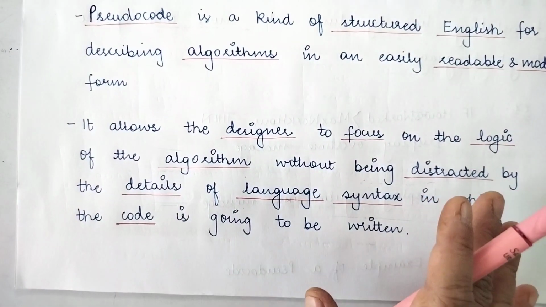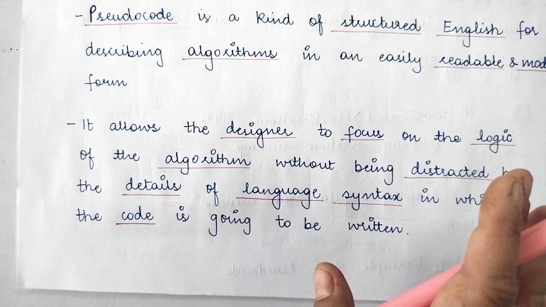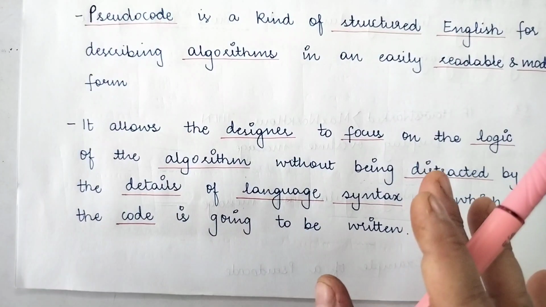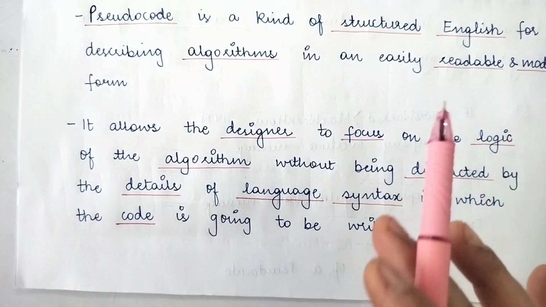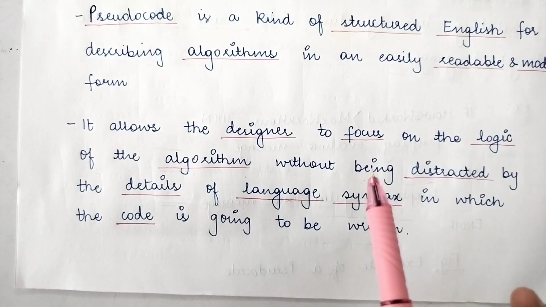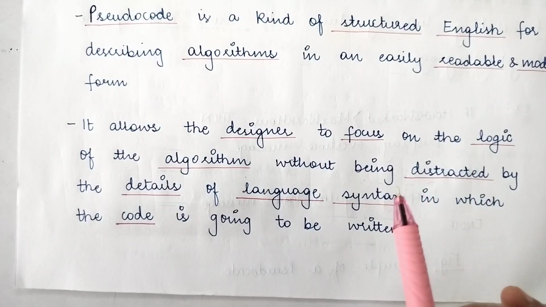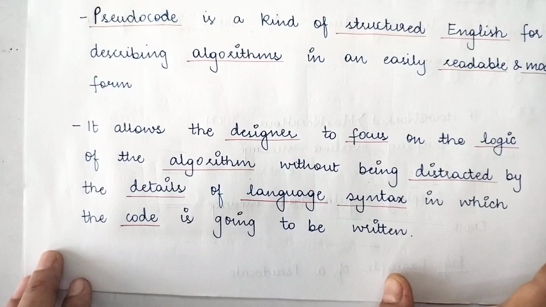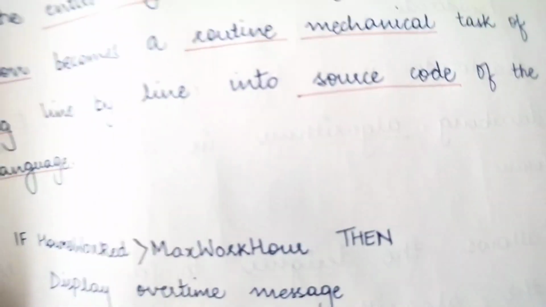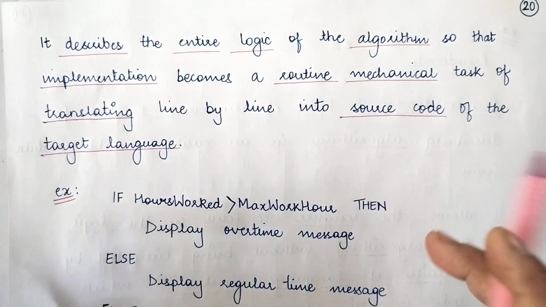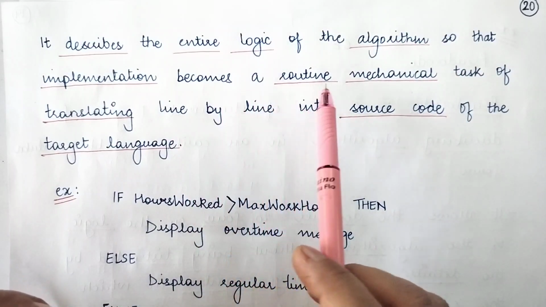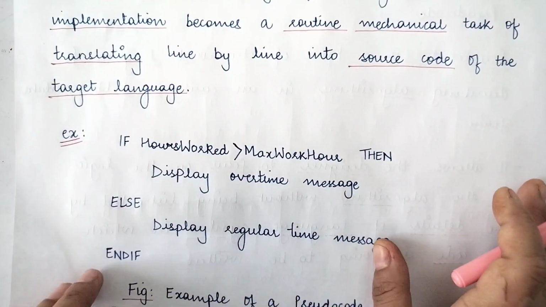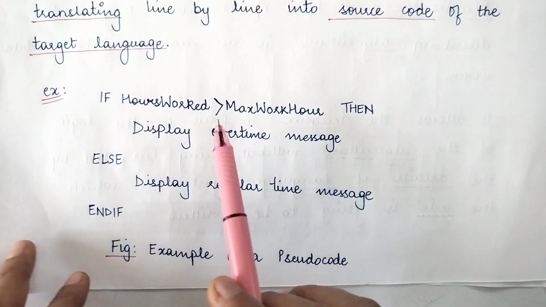So, basically the focus here is to figure out what the logic of the associated module would be, without worrying about which language it would be written in. Once you are clear with the logic, for a programmer it is very easy to implement it in whichever programming language it has to be implemented, if he is well aware of what the logic is. So, this very logic is provided by the pseudocode. It describes the entire logic of the algorithm, so that implementation becomes a routine mechanical task of translating line by line into source code of the target language. So, this is how a pseudocode looks like.